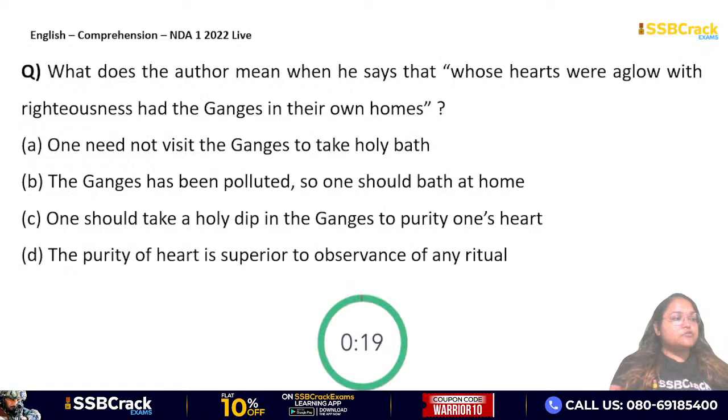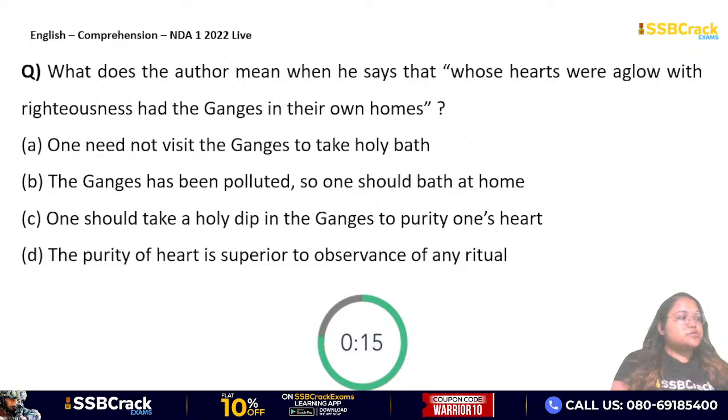Okay, moving on to the next question. What does the author mean when he says that whose hearts were aglow with righteousness had the Ganges in their own homes? One need not visit the Ganges to take holy bath. The Ganges has been polluted, so one should bath at home. One should take a holy dip in the Ganges to purify one's heart. The purity of heart is superior to observance of any ritual.